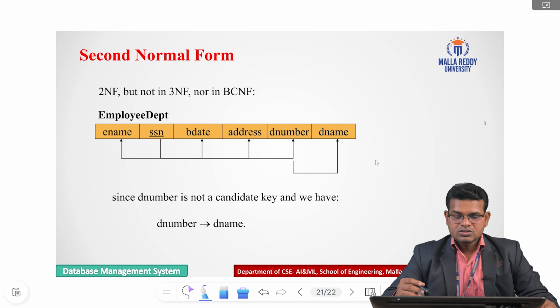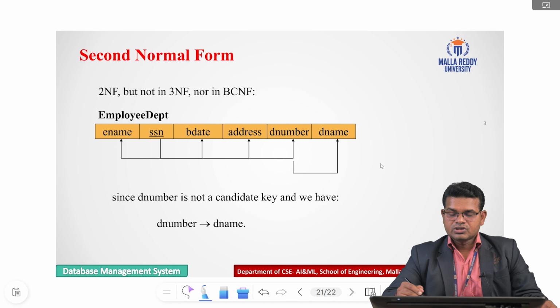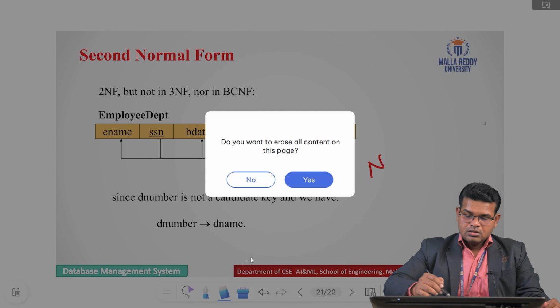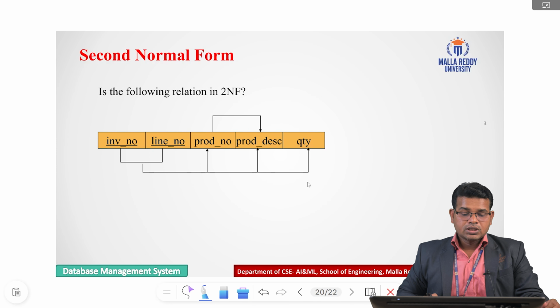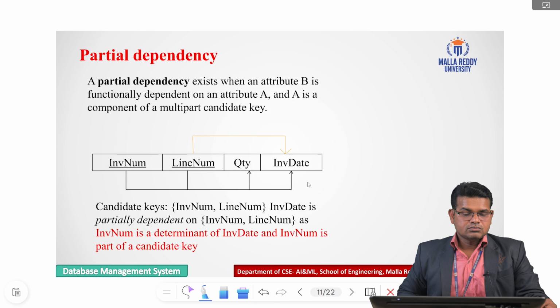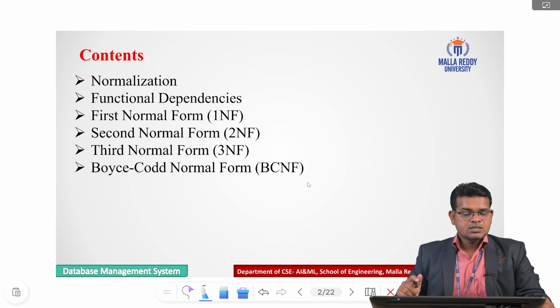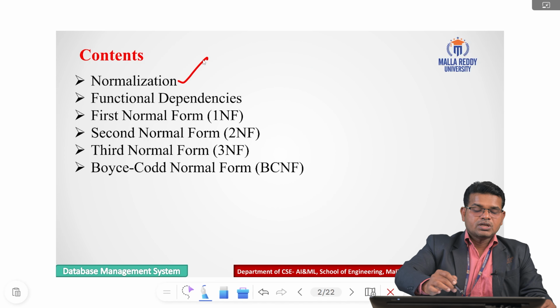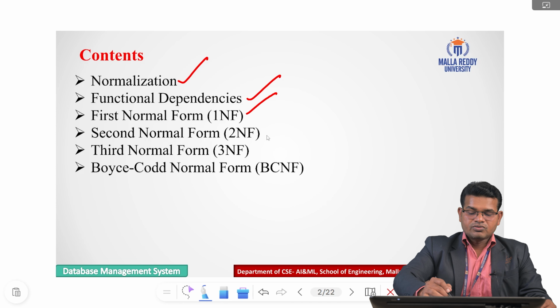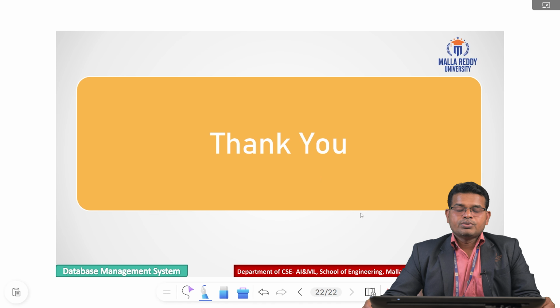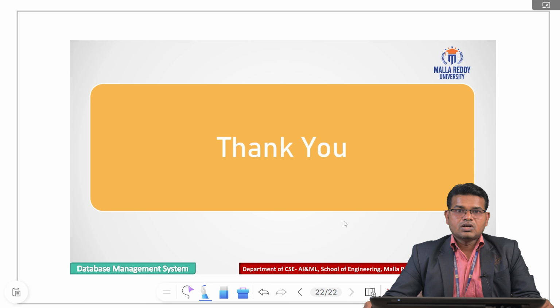Now a recap of what we have discussed. We have discussed normalization, functional dependencies, first normal form, second normal form, 3NF, BCNF. I hope the concept of normalization in DBMS is clear to you. Thank you.